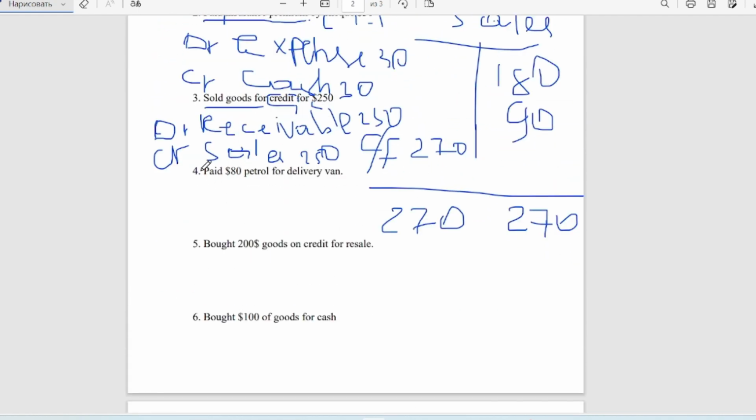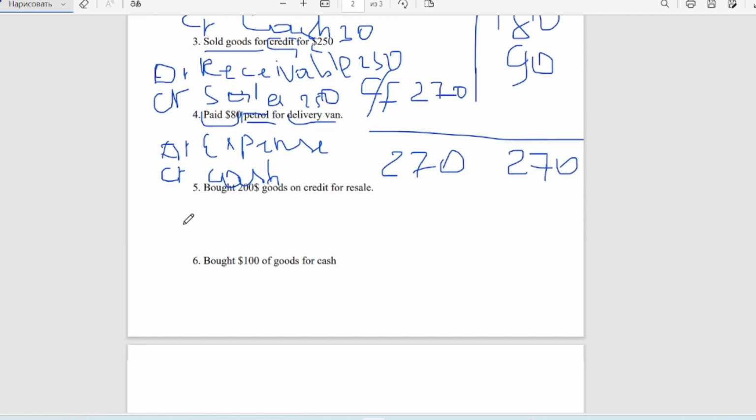So the next one is paid $80 petrol for delivery van. Petrol seems like a one-time cost, so that's why we can call it expense. And we are paying for the expense with cash, so we have a cash component on the other side. So which one should be debit and credit? On debit side it is expense, because expense is being increased. On credit side it is cash, because we paid cash.